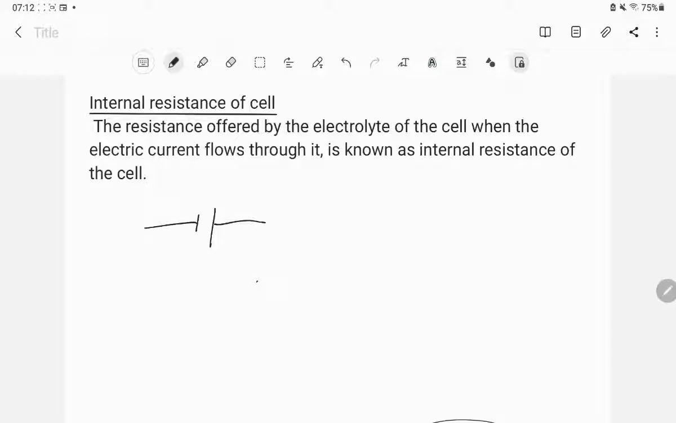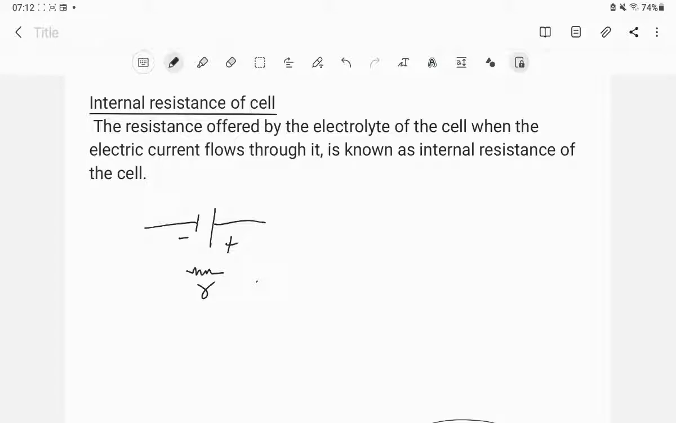A cell is represented by this, minus plus, so it will also have its own internal resistance, and the internal resistance is represented by small r. Okay, when a cell is connected in a circuit, it drives the charge in the circuit, right? So the rate of flow of charge is called current.